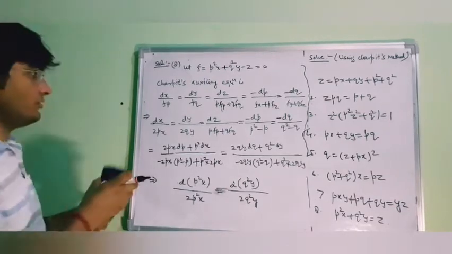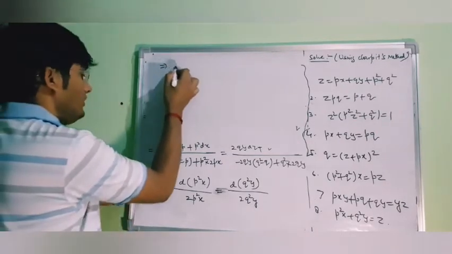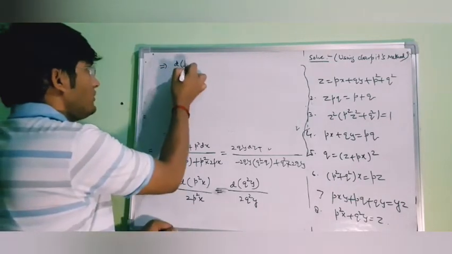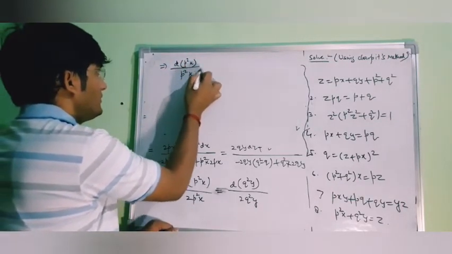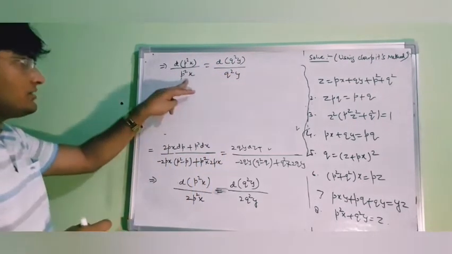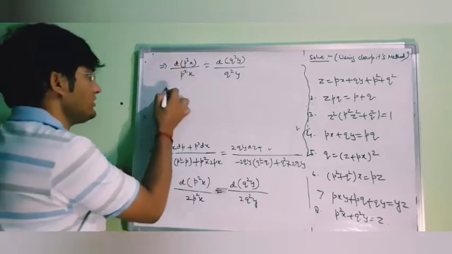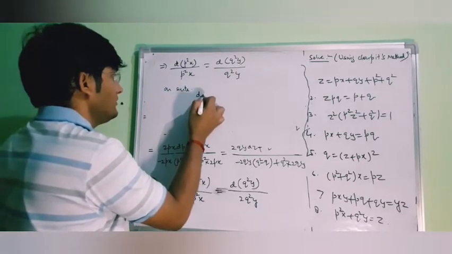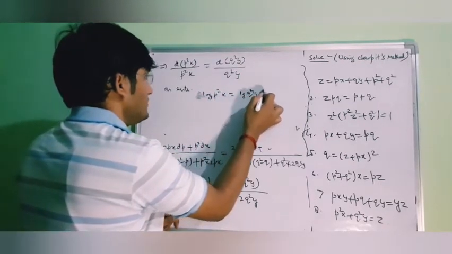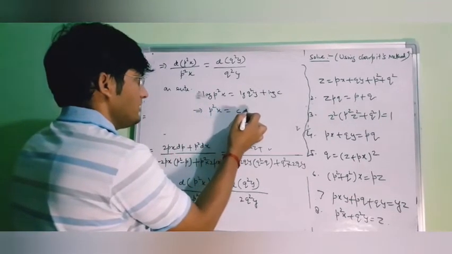So this is equal to, now integrating this term, if you take p square x as t, so this will be your d of p square x upon p square x, and in the right hand side we have d of q square y upon q square y. So if you take this term as t, then this will be your dt upon t, and here we have dt upon t. So on integration we get log p square x equal to log q square y plus some constant of integration c. So from here we have p square x equal to c times q square y.